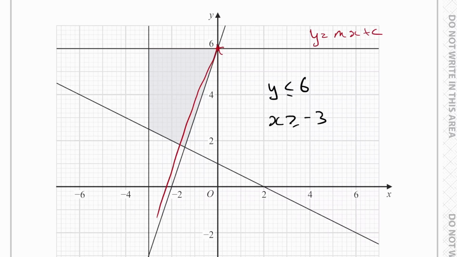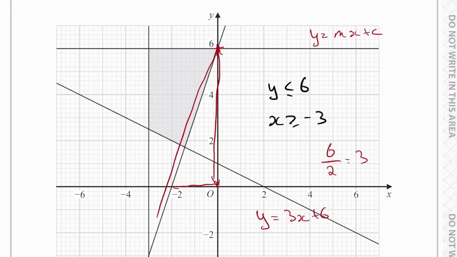So to work that out, you can see that as we go across by 2, we increase by 6. And so what we can say is that the gradient is going to be the difference in y, which was 6, divided by the difference in x, which was 2. And so the gradient here is just going to be 3. Okay, so our formula is going to be y equals 3x plus 6.